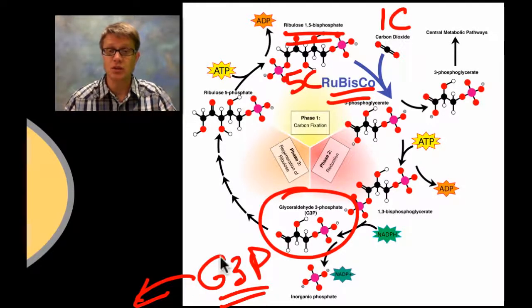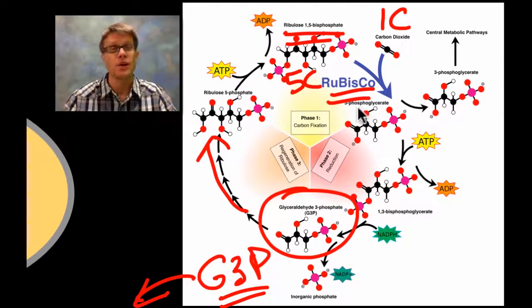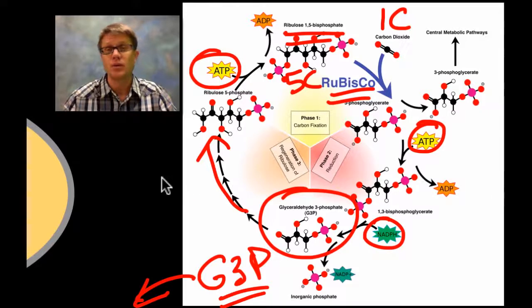Now, some of that G3P is released, but a lot of it is recycled again to make more of this RuBP. And so that's why it's a cycle over and over again. What's the big picture? If we don't have ATP, if we don't have NADPH, then this process is going to shut down. What's the other thing that could shut it down? If we don't have carbon dioxide.